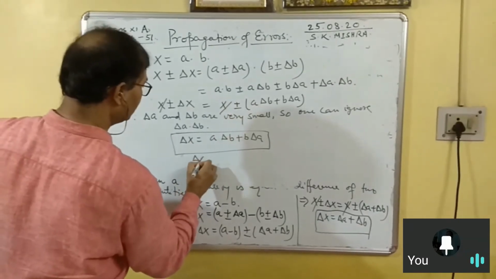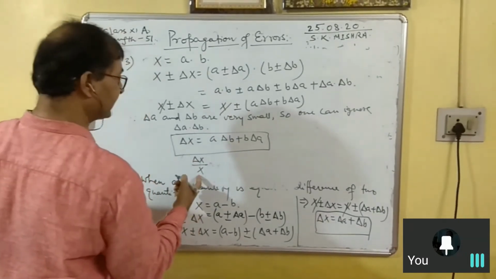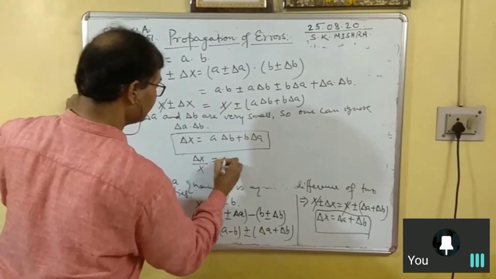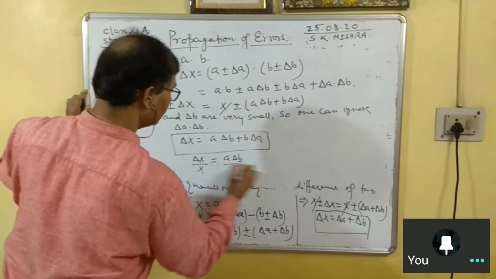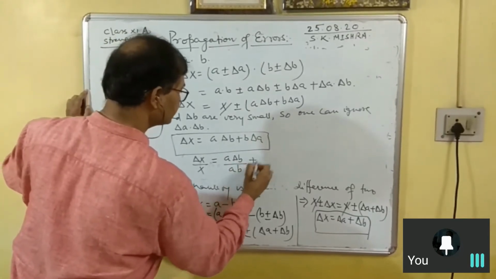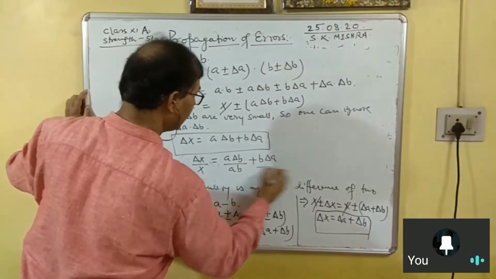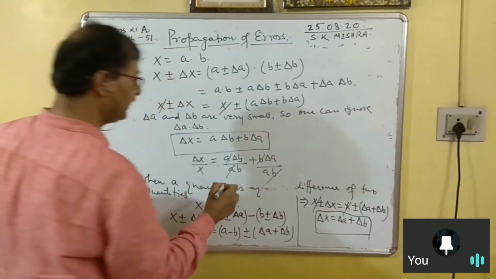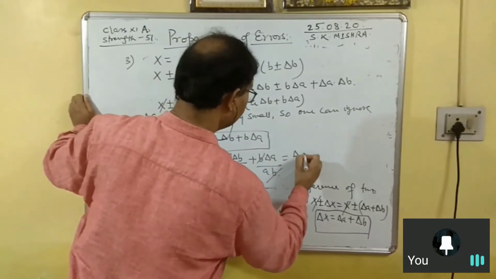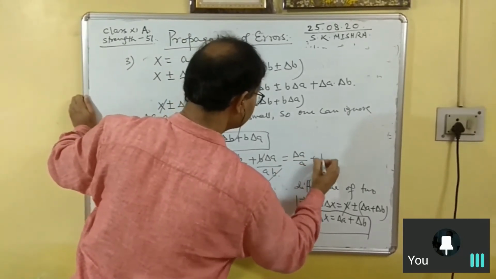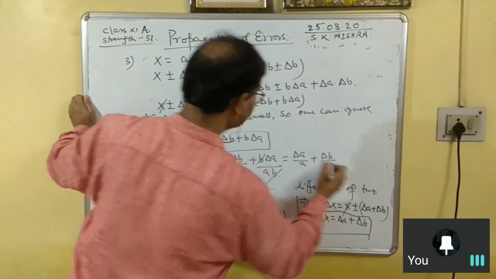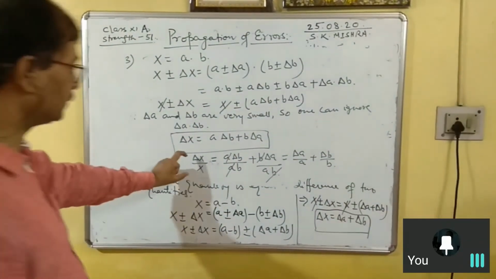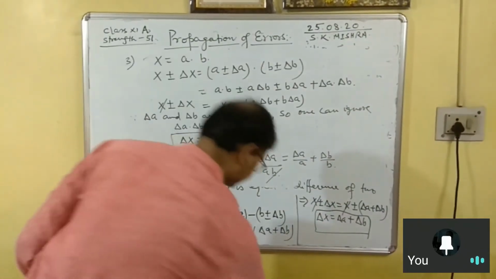Or if you want to find the relative error, divide it by x. So x means you are going to divide it by A into B. So this is A delta B by AB plus B delta A by AB. You just cancel B, B, and here A, A. So finally what do you get? Delta A by A plus delta B by B. That is relative error in A plus relative error in B is equal to relative error in x.